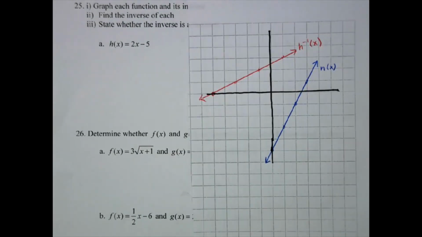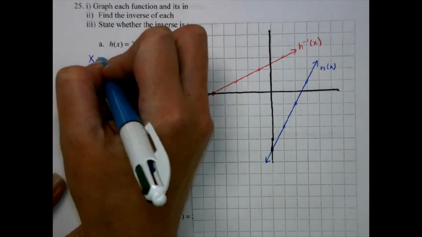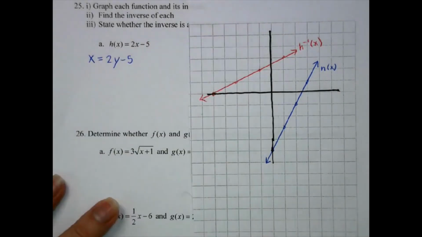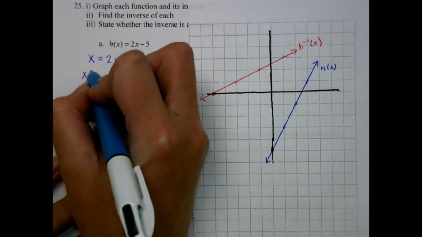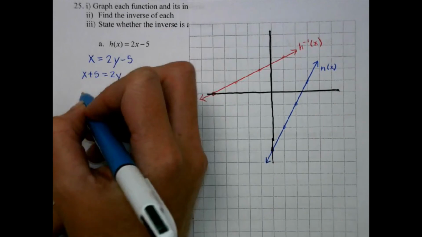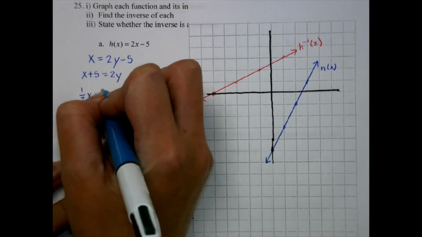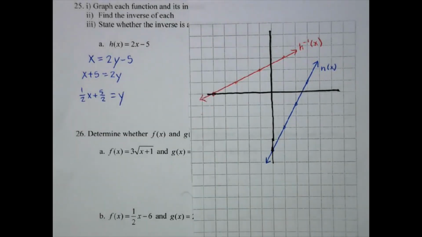Okay, now we're going to find the inverse equation. So I'm going to switch x and y. So I'm going to say x equals 2y minus 5, and then solve for y. So I'm going to have x plus 5 equals 2y, and then divide by 2. So 1/2 x plus 5 halves equals y. That is our inverse, and that matches our graph here.